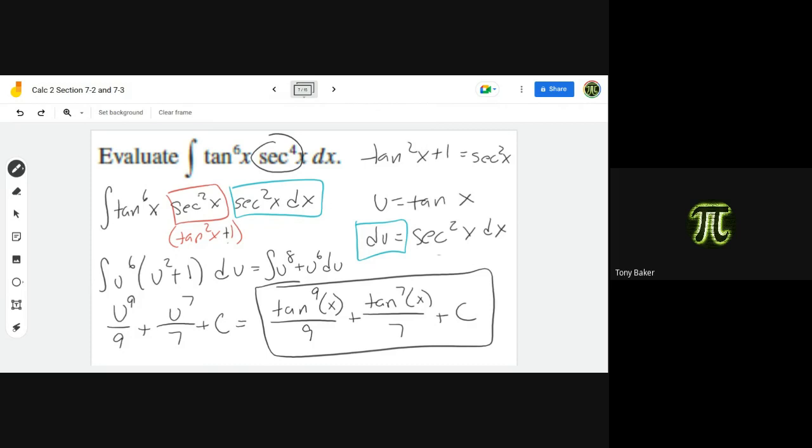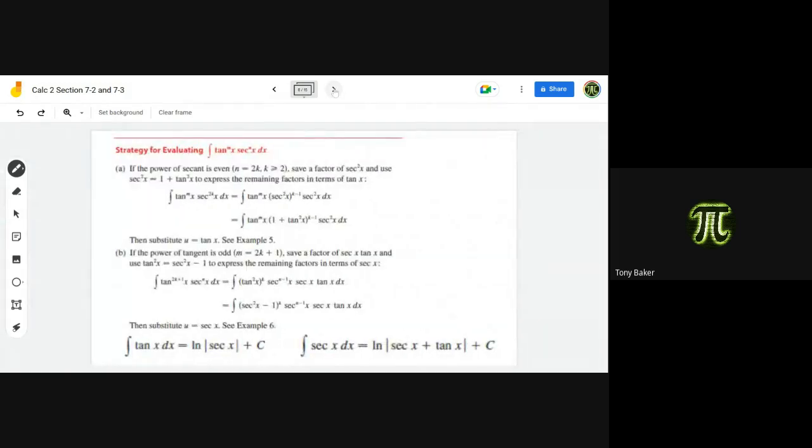All right. So we've got that. So that means we can take care of it if secant is even, because I can pull out secant squared, right? And then I can replace the other ones with this. So there's a couple situations. The first one is if secant's even. That's what we just did.